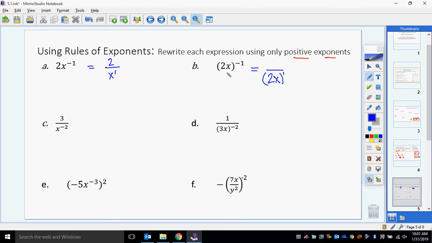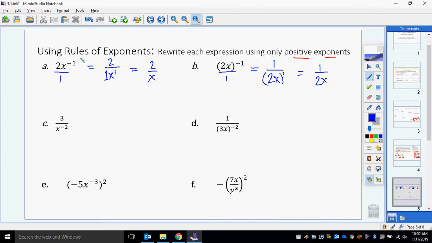Well, what's left in the numerator? Well, remember this was over 1, so I need a 1 up there, just like there's a 1 in the denominator here, but I don't always have to write a 1 with my x, so that's why I didn't. All right, so this would be 2 over x, and this one would be 1 over 2x to the first power.